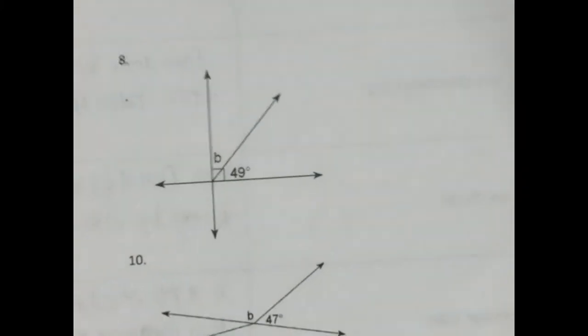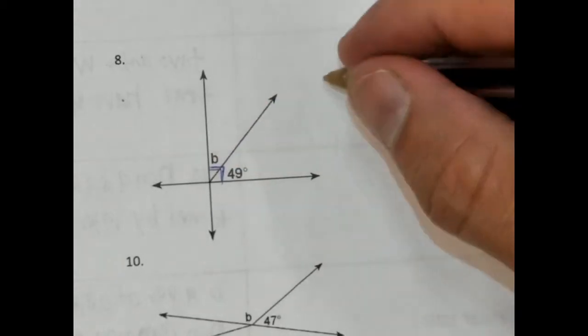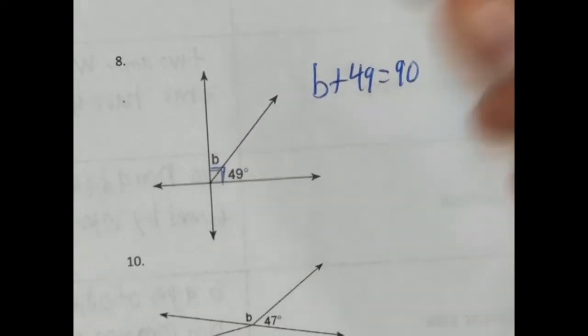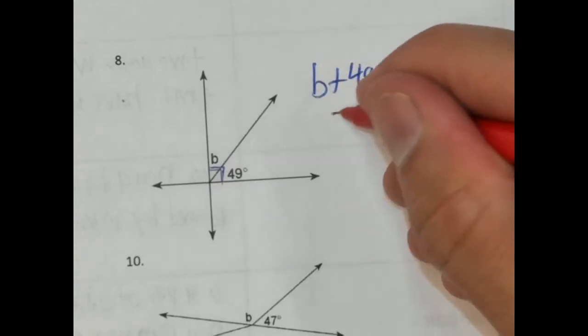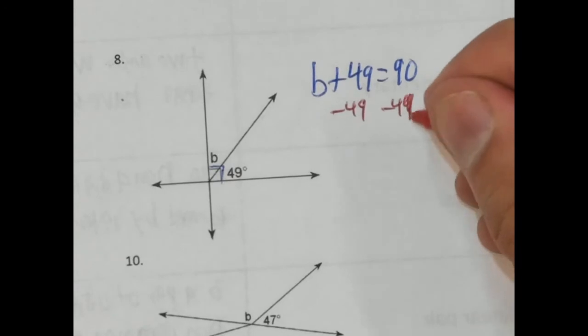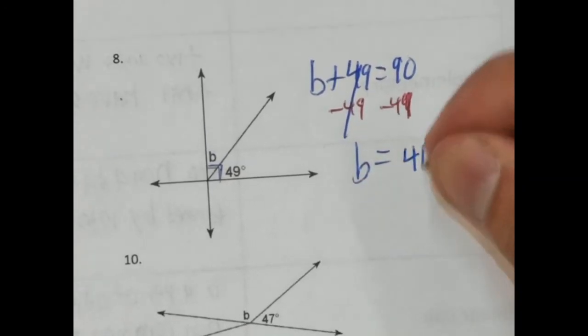Okay. Number 8, right angle. These are going to be complementary. So B plus 49 equals 90. And then subtract 49 from both sides. There we go. B will be equal to 41 degrees.